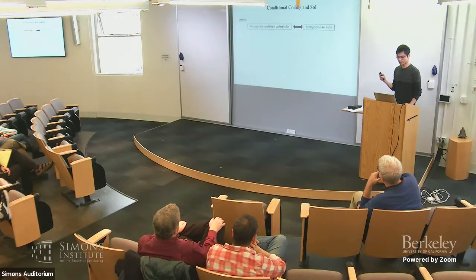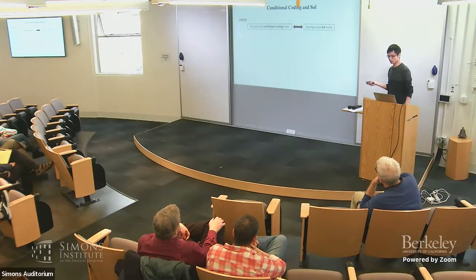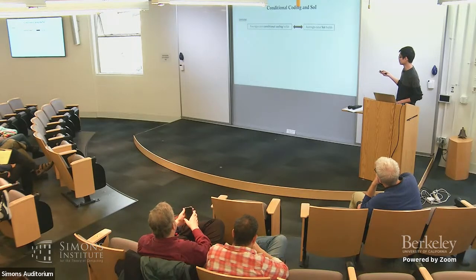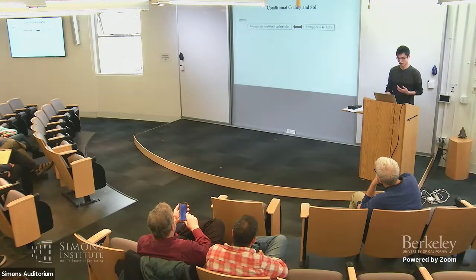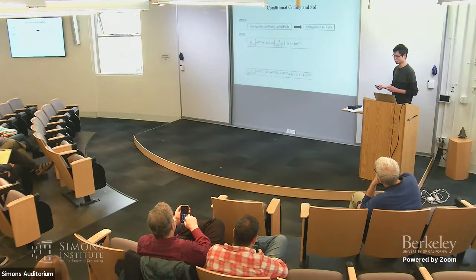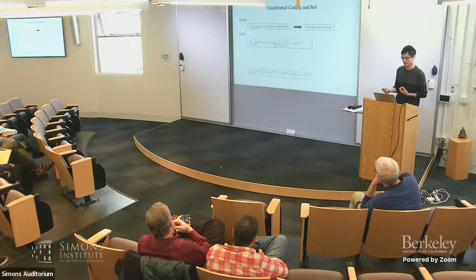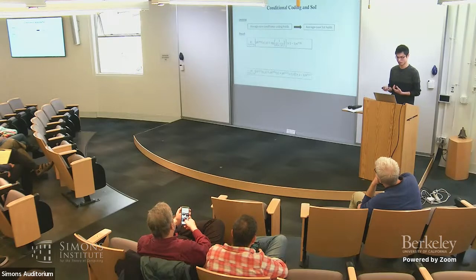As I claimed earlier, the average case conditional coding is equivalent to average case symmetry of information. Let me show you the proof of this. It's very simple. Let's fix the polynomial time distribution D that samples the pair X and Y. On the top, we have average case conditional coding, and we want to get average case symmetry of information at the bottom.